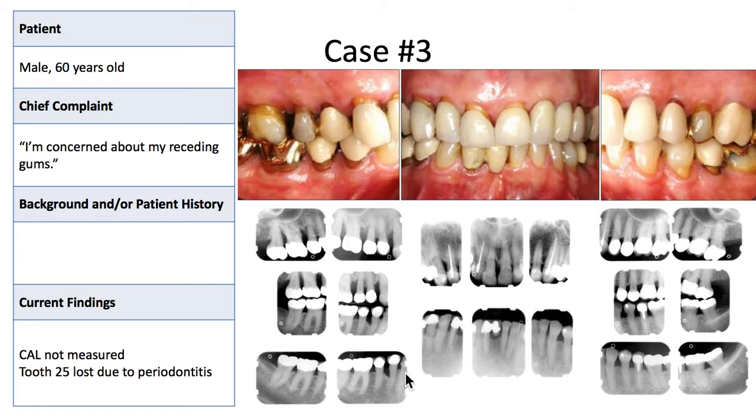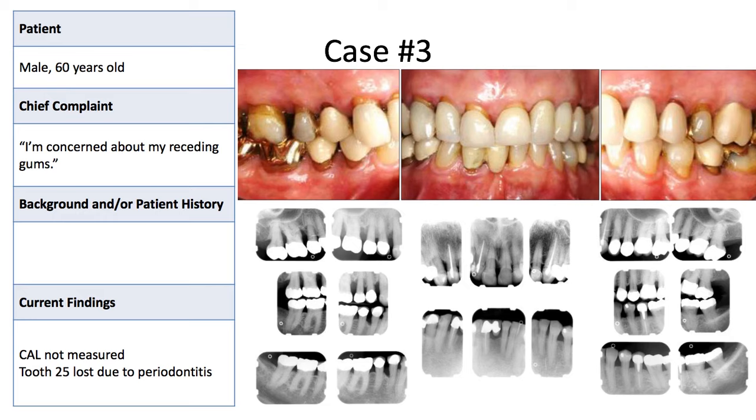This patient only lost one tooth to periodontitis, that's tooth number 25, which favors stage 3. There's no mention of masticatory dysfunction or occlusal trauma or drifting or flaring. That occlusion actually looks quite nice. So we're pretty comfortably in a stage 3 situation here.